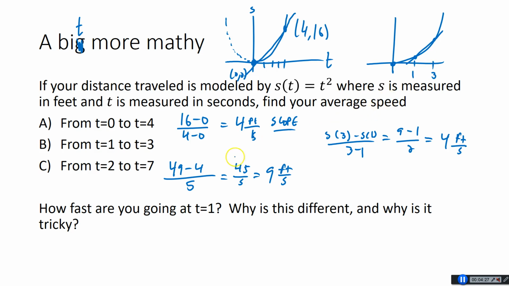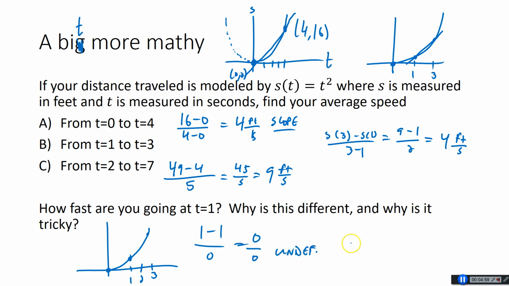So now, if you ask like a speedometer question, how fast are you going at t equals 1? Why is this different and why is it tricky? Well, we think about the graph. Here's t equals 1. When we go from 1 to 3, there's a slope you can calculate, right? 1 to 2, there's a slope you can calculate. But right at 1, what's the problem with having 1 point and asking for a slope? Well, you can't calculate the slope when there's 1 point, right? If you do 1 minus 1 divided by 0, that gives you 0 over 0, which is undefined.